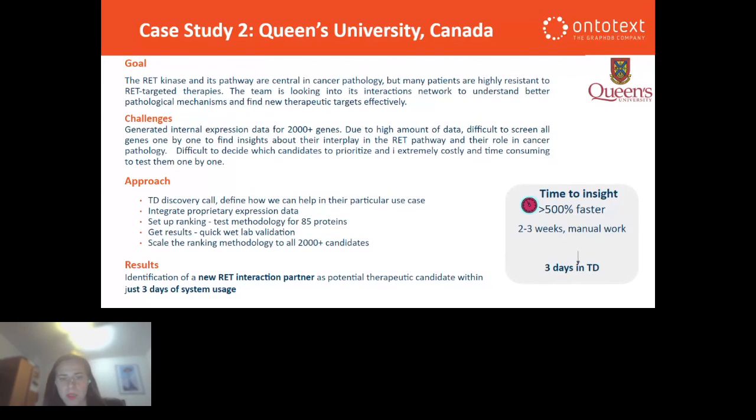Why are they happy? Because within just 3 days of usage of the system, they already found a therapeutic candidate that was not uncovered before. So they found actually a pretty valuable insight, and they did it really fast. So the customer reported that usually such work takes 2 to 3 weeks for just a single target, but this time they managed to do it in just 3 days. And like I said, it's really scalable. So they did it for 85 proteins, and now we're going to scale to all 2,000 with the same methodology. So within one click, they'll have their result. And that's all there is to it.